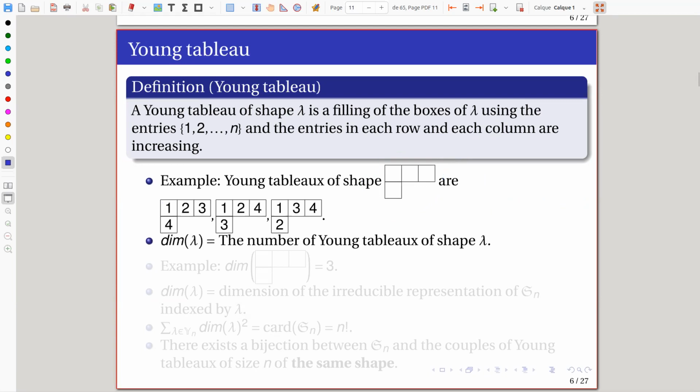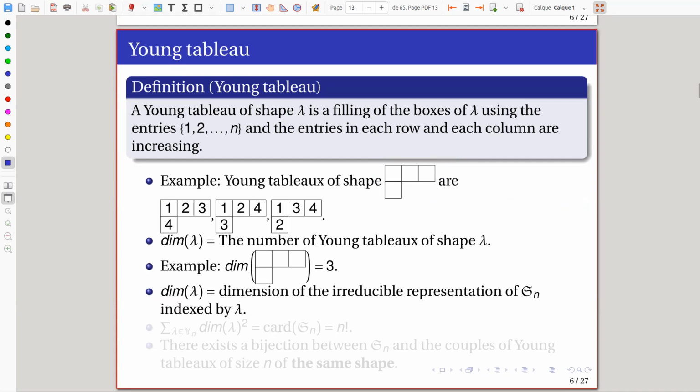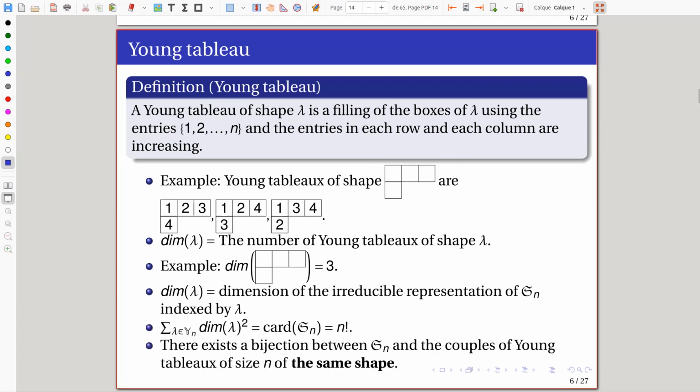This will be the dimension of this Young diagram. So for this Young diagram, we have 3 possible fillings, then its dimension is 3. If you are familiar with representation theory, this is just the dimension of the irreducible representation of the symmetric group indexed by lambda. But if you are not familiar with representation theory, it's not very important in this presentation. What you need to know is just this equation: the sum of the squares of the dimensions is exactly the size of the group. Here, n factorial is the size of the symmetric group.